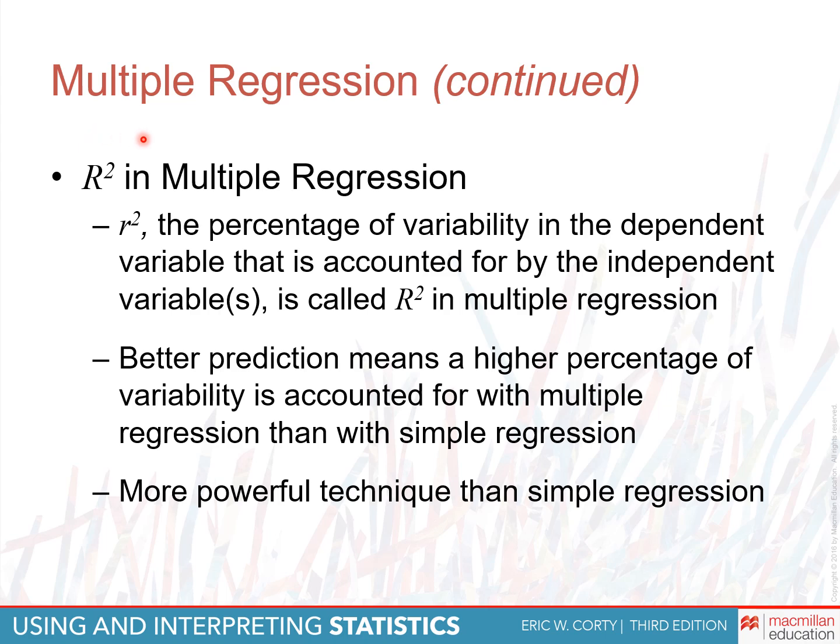Just like in all of our other examples, we can calculate R squared for multiple regression as well. R squared tells us the percentage of variability in our dependent variable that is accounted for by the independent variables. Ideally, the better your regression model is, the higher R squared is going to be. By doing multiple regression, we can account for multiple variables as opposed to just one explanatory variable, and that makes it much more powerful than just doing a regular simple linear regression.